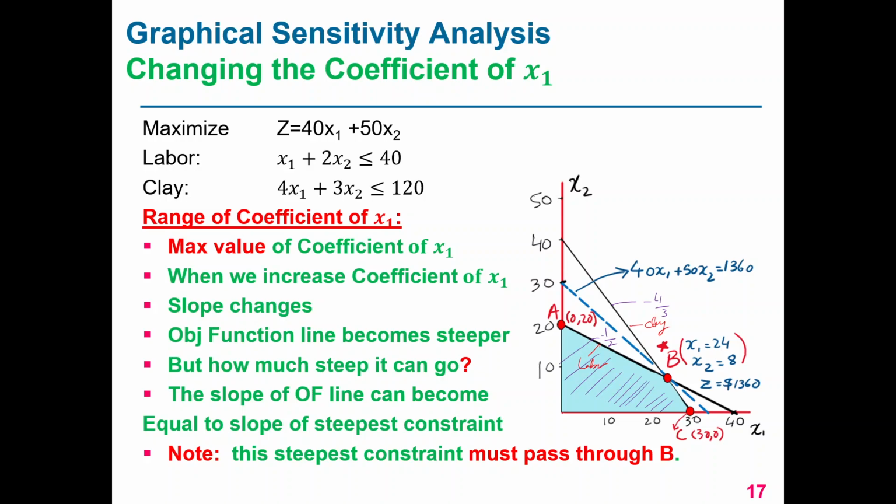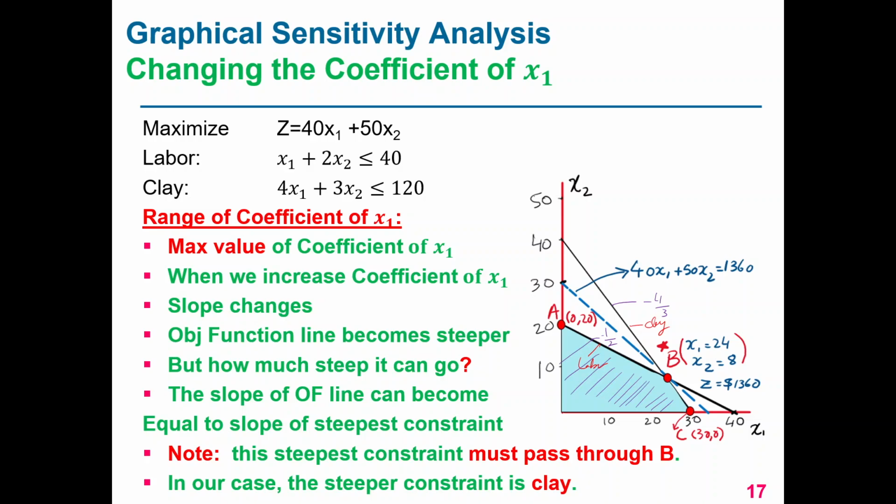In the next few videos I'll discuss that when we have more than two constraints, three constraints, there might be a possibility that at the optimal point one of the constraints is not passing through it. So when choosing the steepest constraint to equate the slope of the objective function to, we should choose the constraint that is passing through our optimal point. In this case, the steeper constraint is clay, and that clay constraint is passing through B.